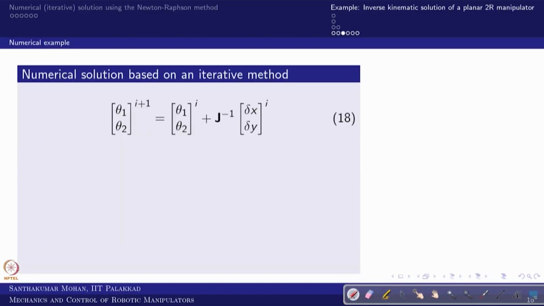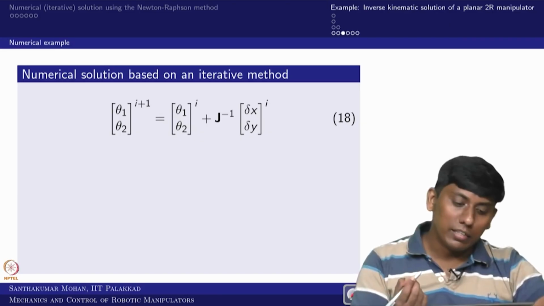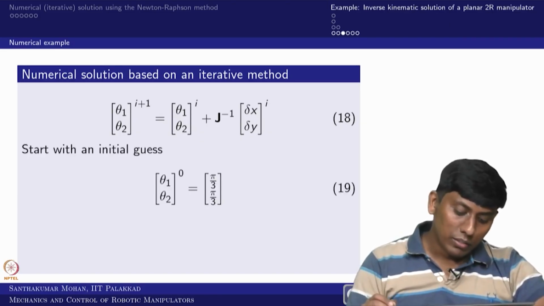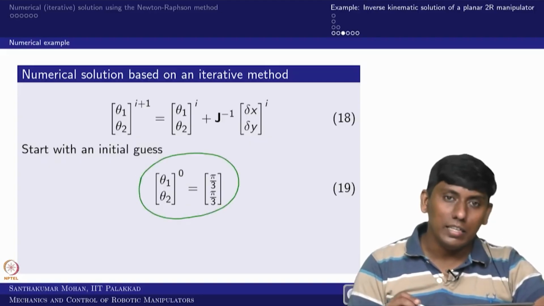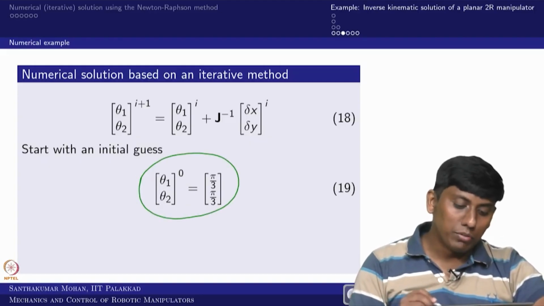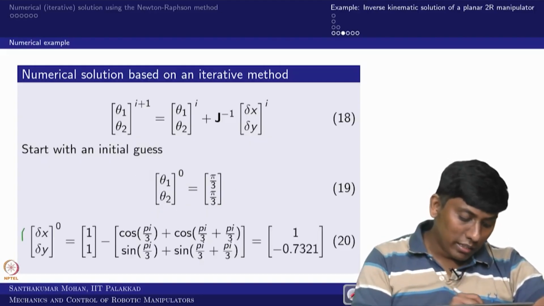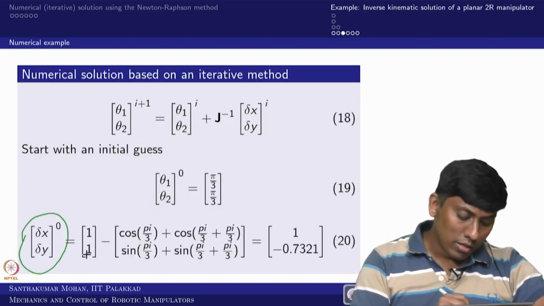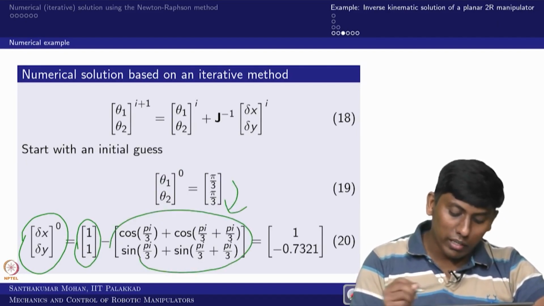So we are taking this case. So now what you can see? You are taking an initial guess. So initial guess can be anything, right? So what can be the initial guess? I am taking 60° each. So if I substitute this, what will I get? I will get delta x, because the target is given and this is the actual value based on this initial guess.